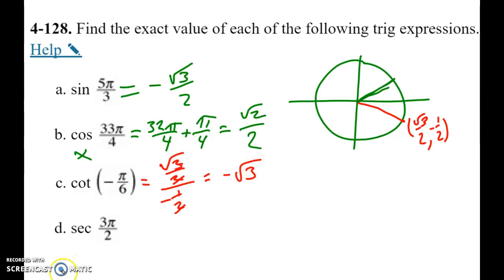And for this final one, secant, pi over 2 is found right here, and my x is 0, y is -1. Secant is the reciprocal of cosine. Cosine is 0, so we're looking for the reciprocal of 0, basically, which is undefined.